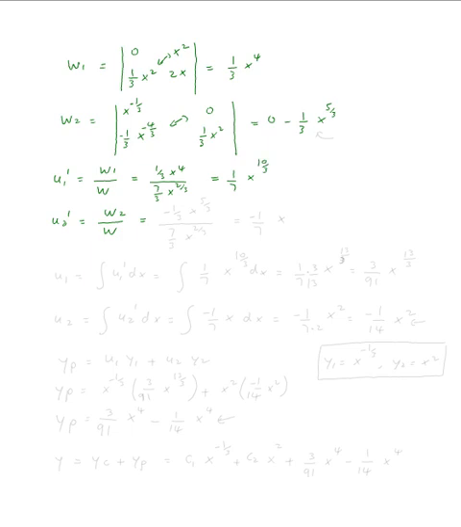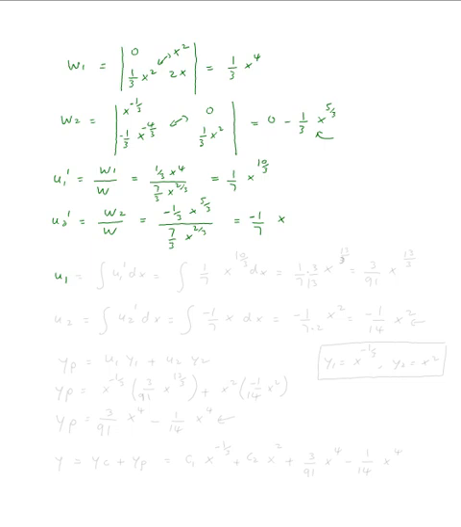Now u2 prime is W2, which is right here. It is negative 1 over 3 x to the 5/3 divided by W, which is the same thing, 7 over 3 x to the 2/3. Now if you divide you get 3 there, so minus 1 over 7, and then 5/3 minus 2/3 is 3 over 3, which is just x.